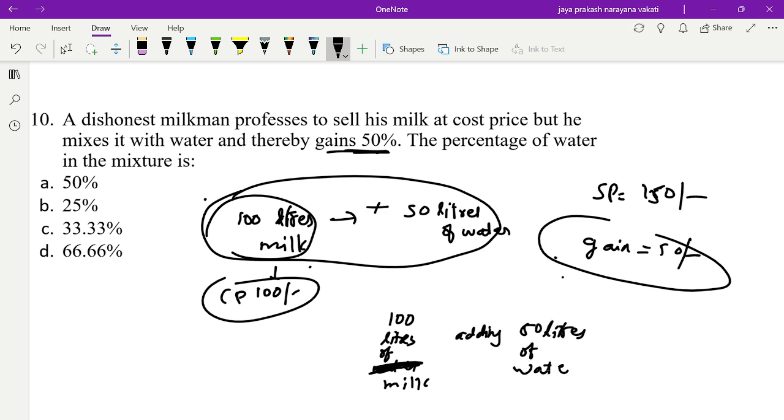water. So which means out of 150 liters of solution, how many liters of water is there? 50 liters. So I need to calculate this percentage, which is nothing but 50 by 150, is 1 out of 3, which is 33.33 percentage. That means in this mixture, 33.33 percentage is water. So this is my answer, option C.